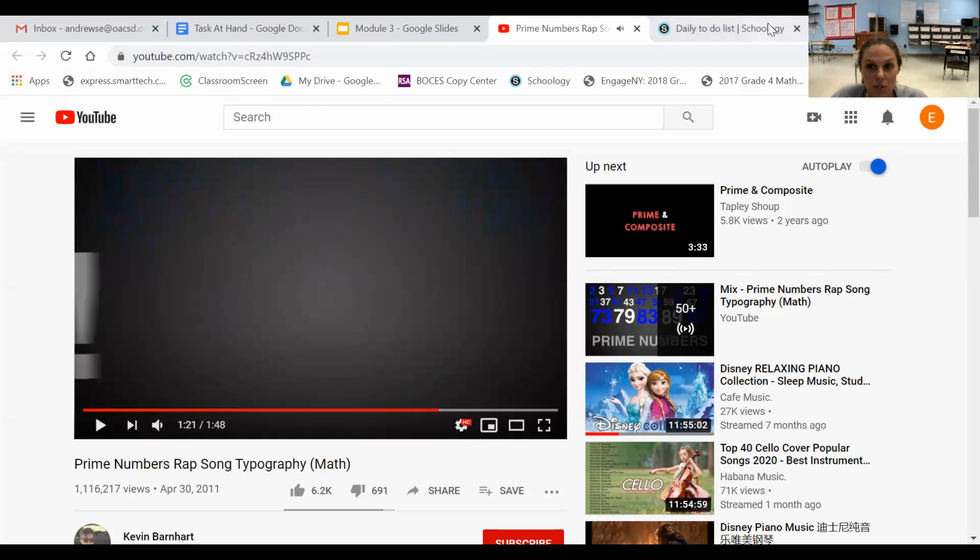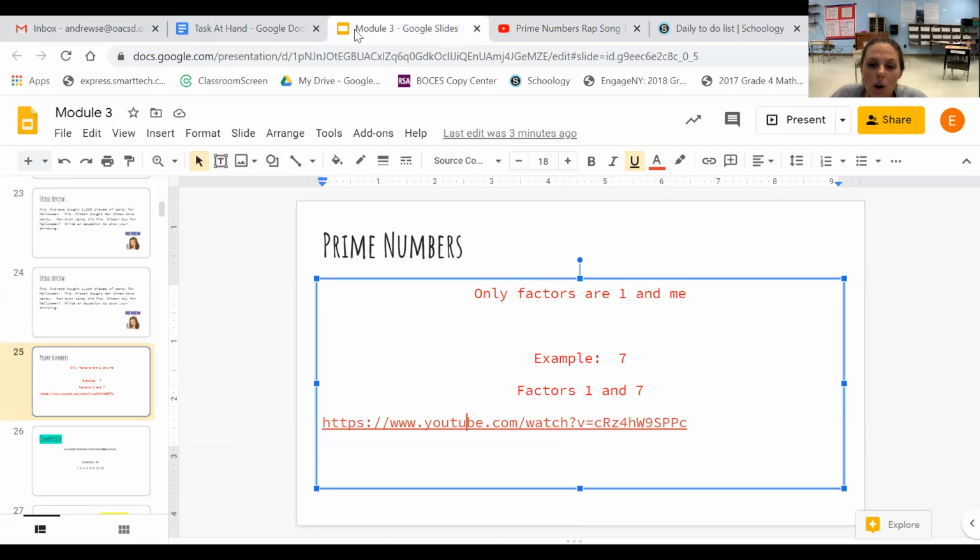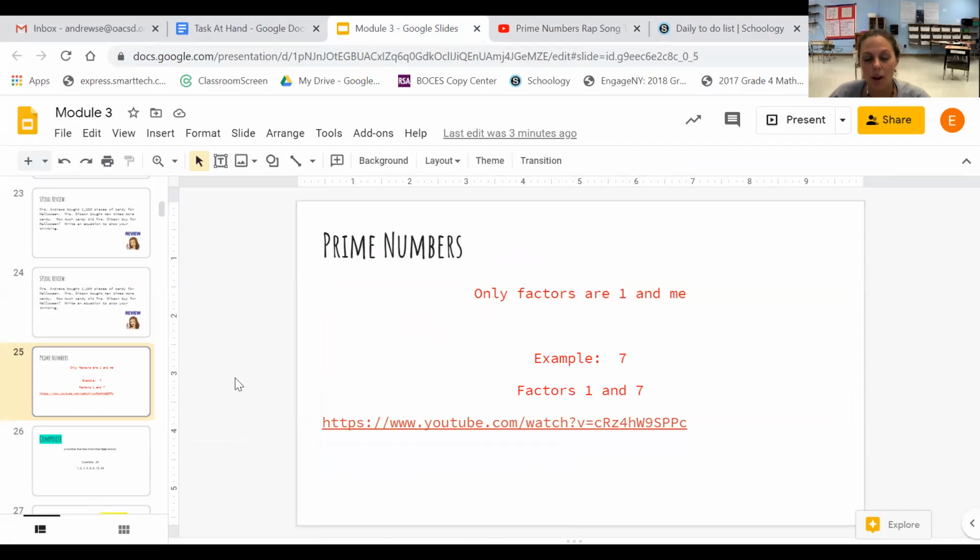We're going to stop. We don't need to go all the way to 100, but hopefully you noticed that the prime numbers only have two factors, one and me.